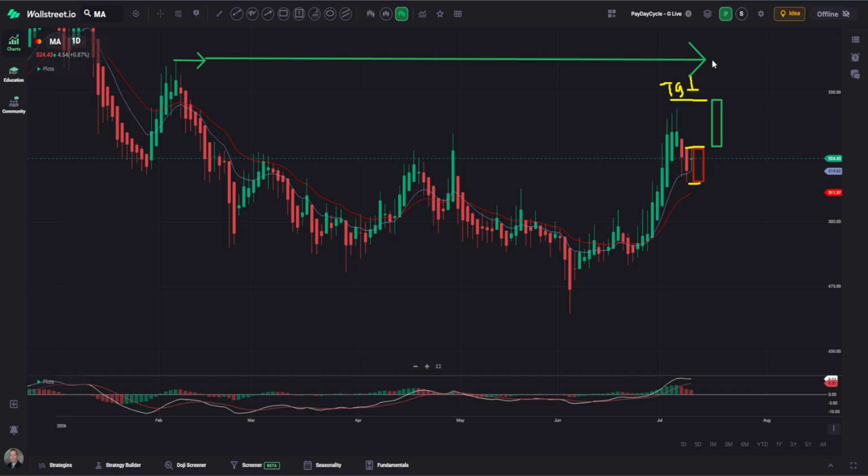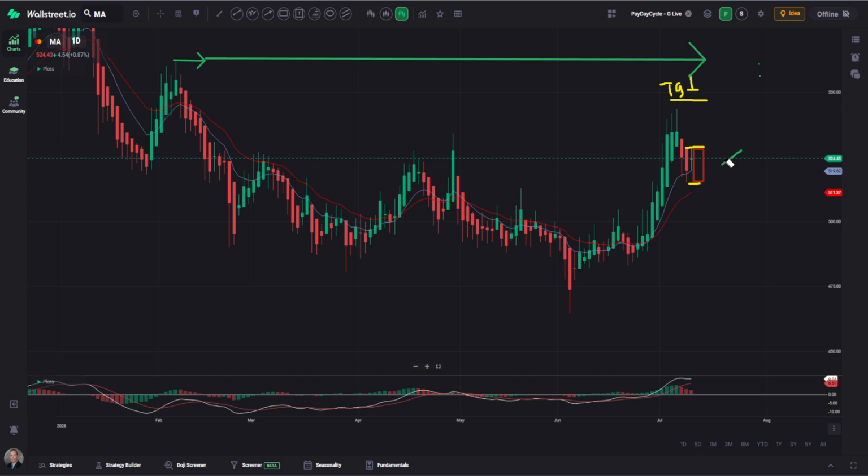So you want to make sure target 1 is at least the size of the risk, but the total for target 2 is at least 2 to 1. And as you can see here, this qualifies for at least 2 reward to 1 risk. Now, how do you manage it? This is all about the management. The management is very simple. I'm going to show you a real simple technique.